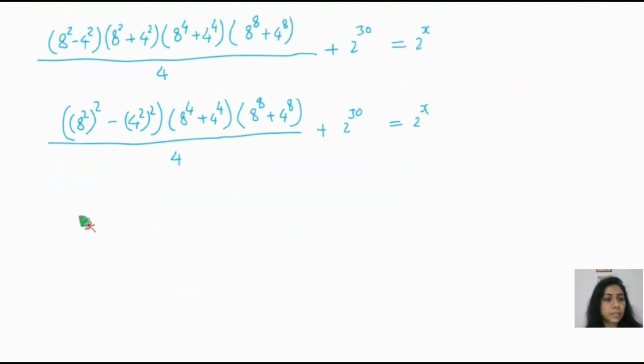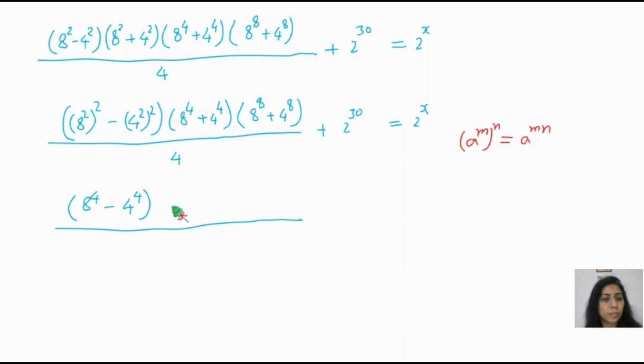We can simplify this. Here power to the power, so we apply a to the power m to the power n, power to the power, multiply m times n. We apply here 8 square to the power 2, here 8 to the power 4 minus 4 to the power 4, 2 times 2 is 4. This one part we can write as it is, 4 plus 2 to the power 30 equal to 2 to the power x.